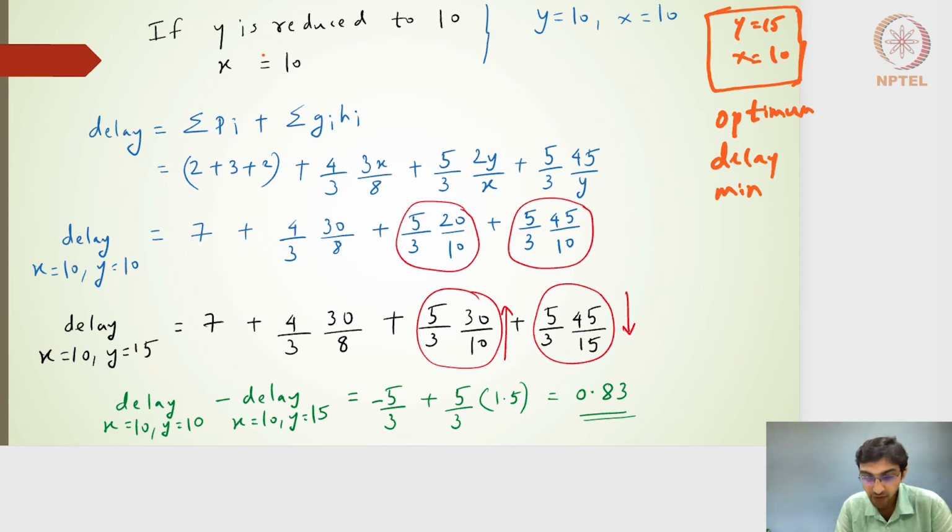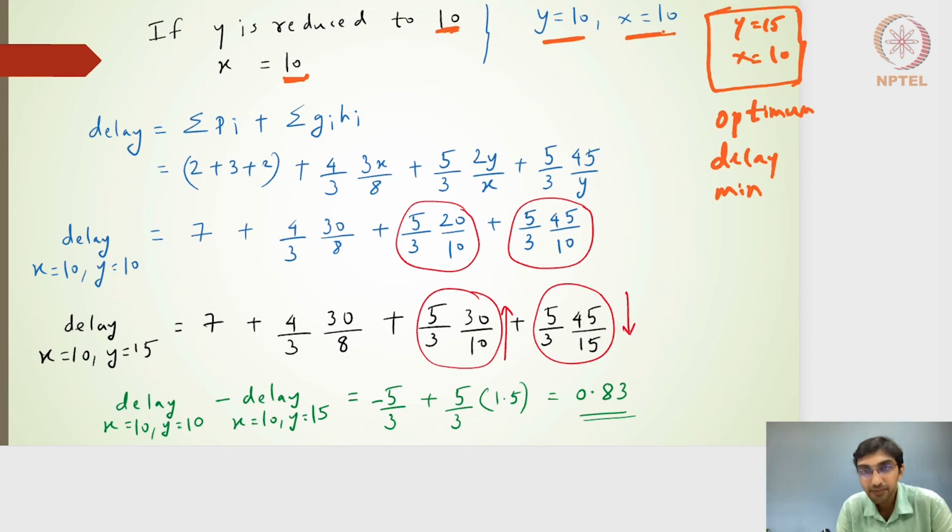What if my Y value is reduced to 10? Let's pick a Y value, and just for simpler calculation, I'm picking a value of 10. One can pick any value like Y equal to 12 or Y equal to 20 or whatever. Just for simple calculation, I've reduced it to 10. X, I have written as 10. So now for Y equal to 10 and X equal to 10, what is the delay?